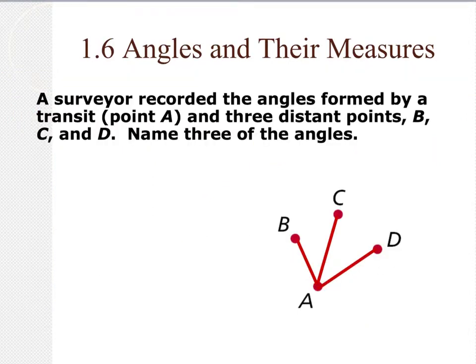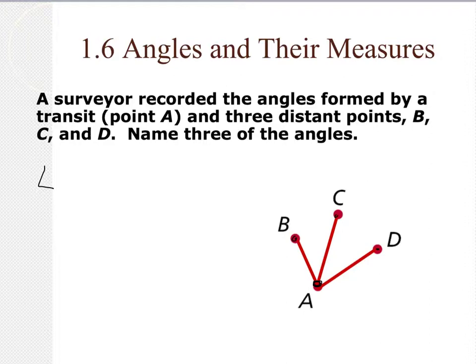You don't have to write this down because there's no yellow bar. I'm just going to show you how you name an angle. It says a surveyor recorded the angles formed by a transit, which is point A right here, and three distant points, B, C, and D. Name three angles. The very first thing we have to do when we're naming angles is we need an angle symbol. And it looks just like that. Just like a line above AB means line segment AB, that symbol means angle. Okay?